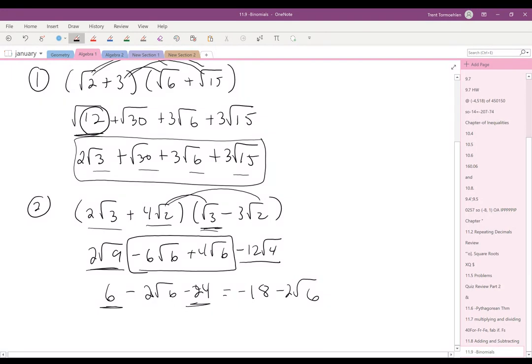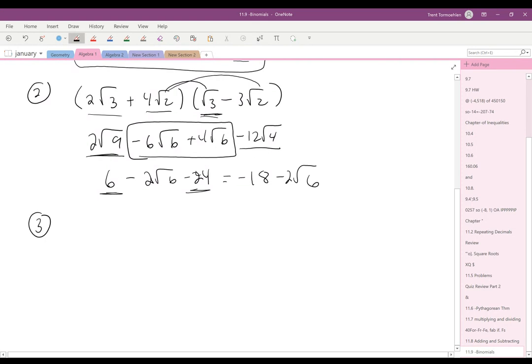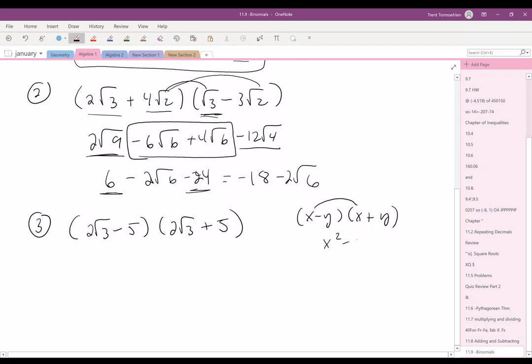A couple more of these kind of examples. One like this, where you have, this is a somewhat common one, 2 root 3 minus 5 times 2 root 3 plus 5. Hopefully you recognize what this looks like, right? It's very similar to this. And when I do x minus y times x plus y, this is a specific kind of problem. The difference of squares is the result, right? Because you get x times x is x squared minus y squared.